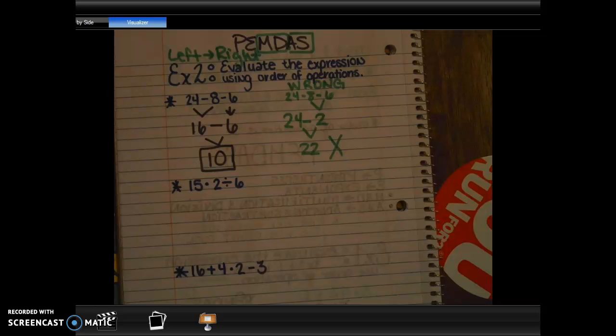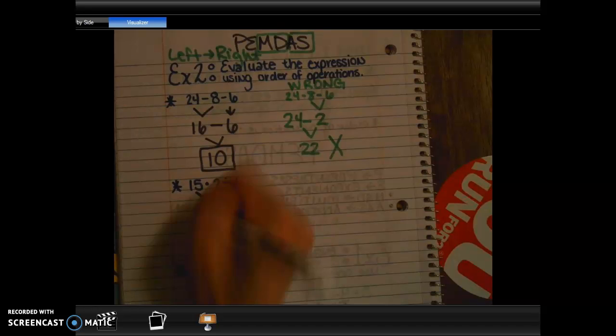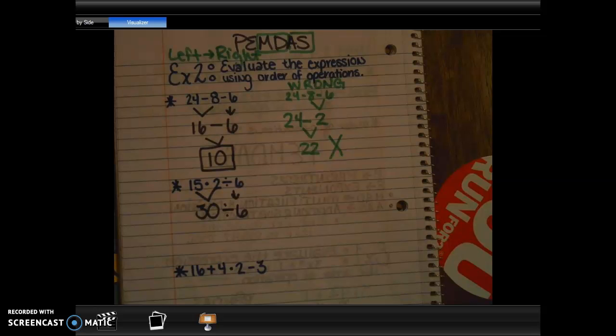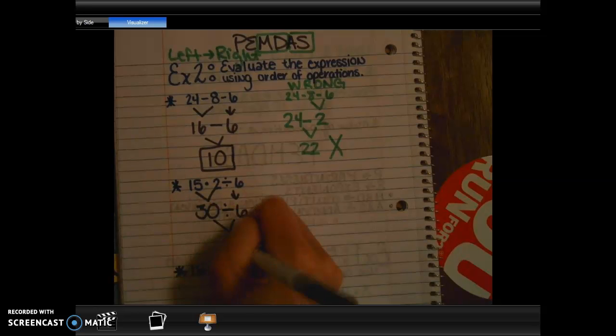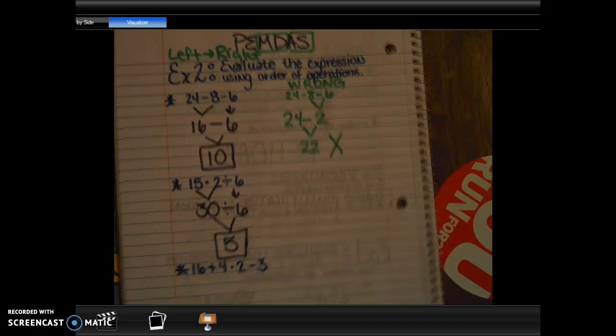So that means we need to do 15 times 2 first. Well, that gives us 30. Bring down what we have left. That's a division of 6. Then we think, okay, 30 divided by 6, that gives us 5. Always work from left to right. All right, let's do another one.